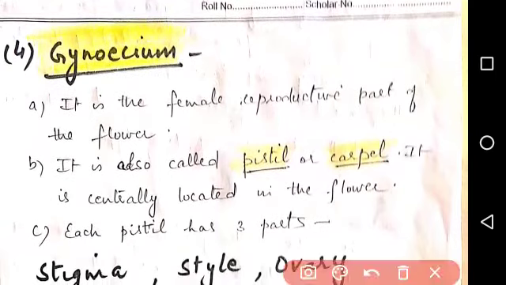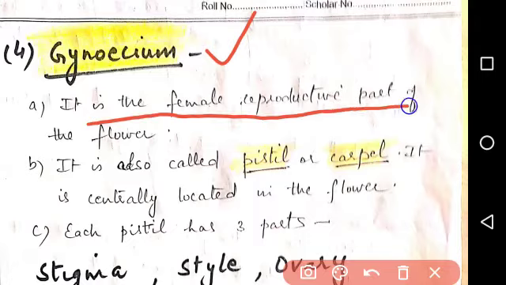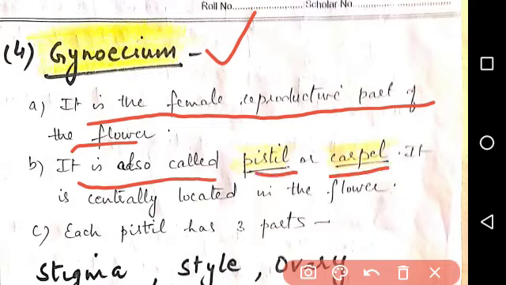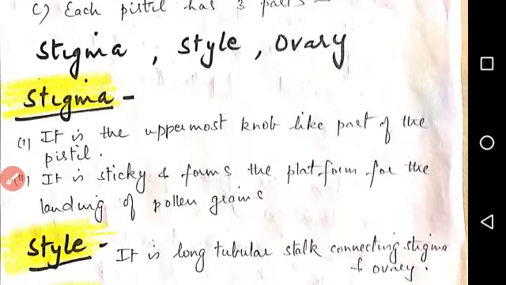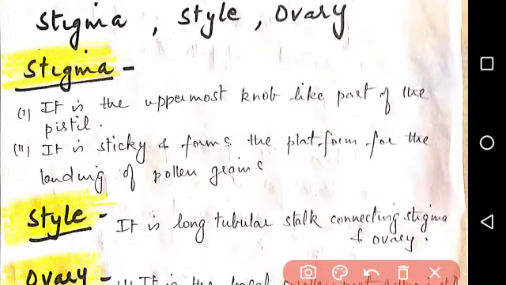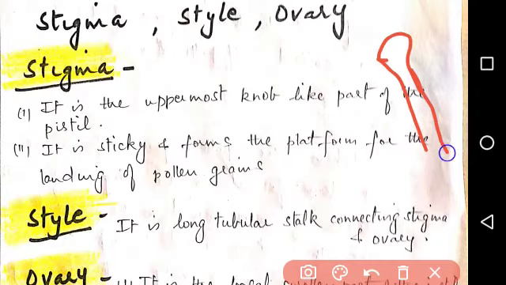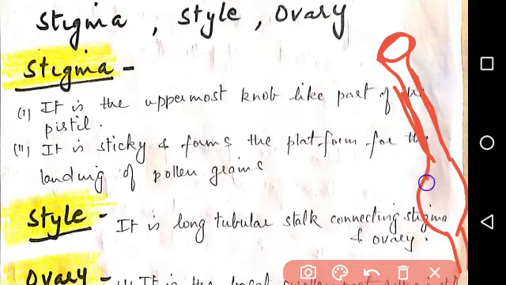The fourth part of the flower is the gynoecium. It is the last whorl of the flower, the innermost whorl, and it is the female reproductive part of the flower. It is also called the pistil or carpel. It is centrally located in the flower. Each pistil has three parts: stigma, style and ovary. So what is the stigma? I have shown you the structure of the flower. So this is the structure of the pistil. This knob-like structure on the top is called the stigma. This part is the style and this basal swollen part is the ovary.